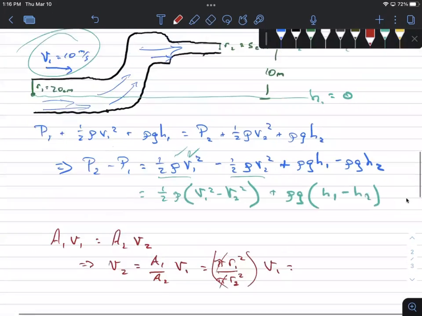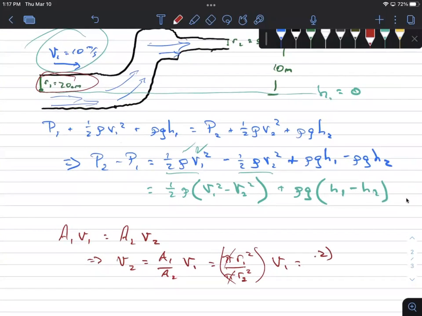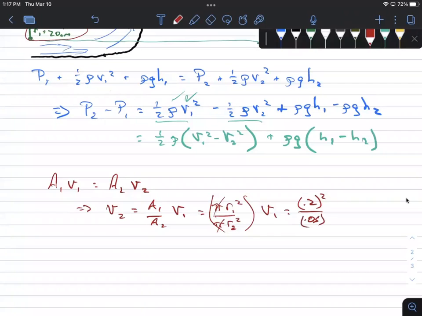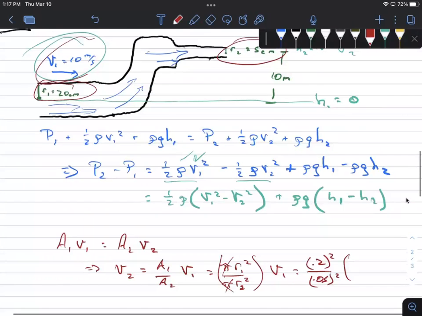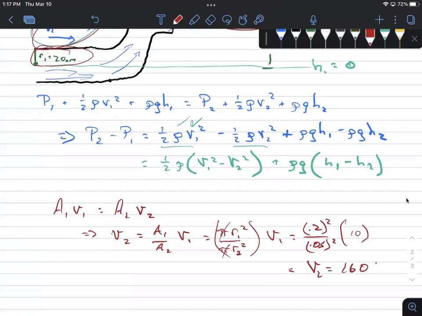So R1, what was R1? R1 is 20 centimeters, so that's 0.2 squared divided by R2. R2 is 5 centimeters, so that's 0.05 squared. All times V1, and what was V1? V1 is 10 meters per second, so times 10. So there we go. Get my calculator out, 0.2 squared over 0.05 squared times 10. I'm told V2 is 160 meters per second.